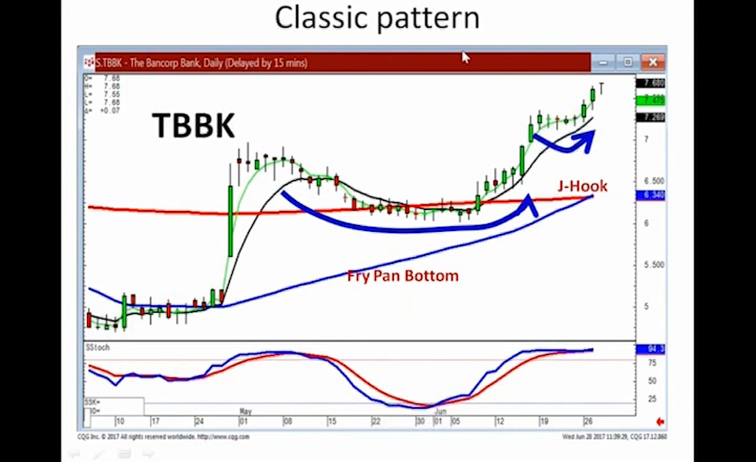So there's different patterns in candlesticks that become very effective. A fry pan bottom, this is what we call the classic pattern. We're in this one trade right now because here's your classic pattern, which is a fry pan bottom. We know what the results of a fry pan bottom are.